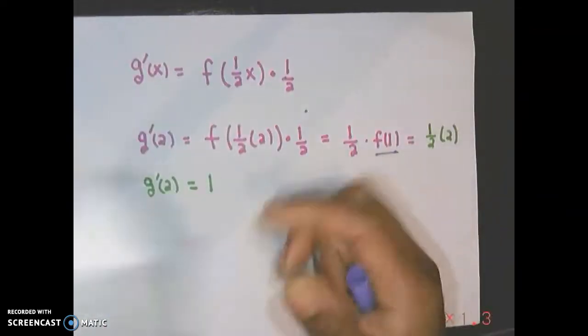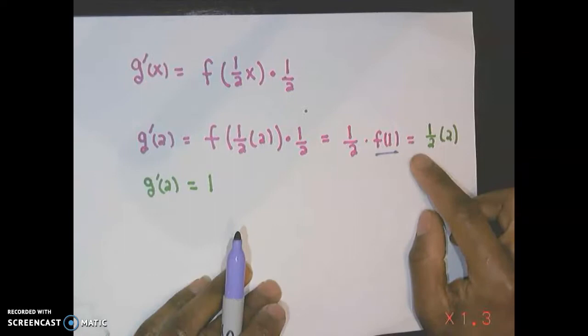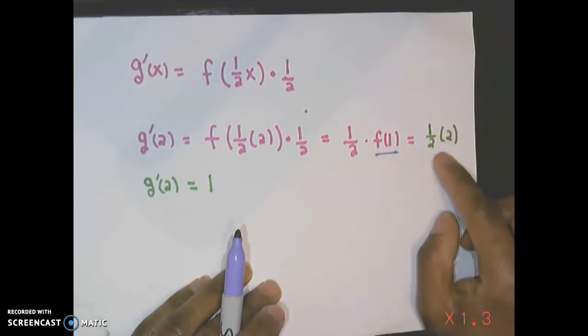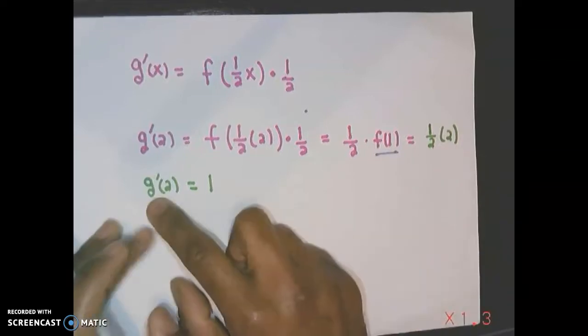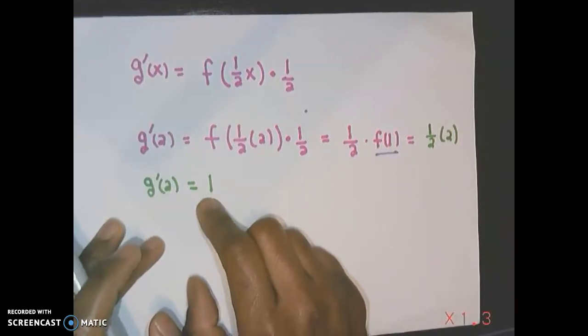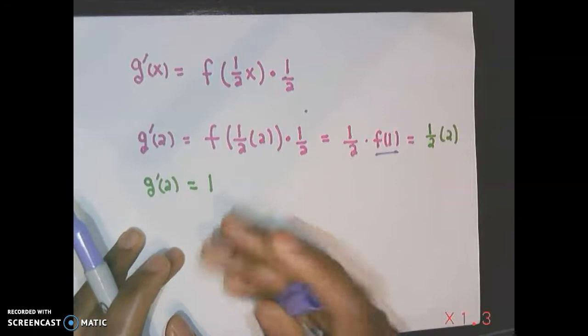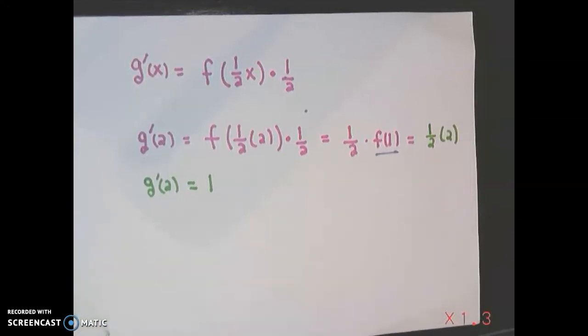And so, as you see here, I have f of 1, which is equal to 2. Then I'll take half of 2. So g prime of 2 is equal to 1. All right, guys, so that concludes the second fundamental theorem of calculus. Hopefully, you guys have a clear understanding of the second fundamental theorem of calculus.